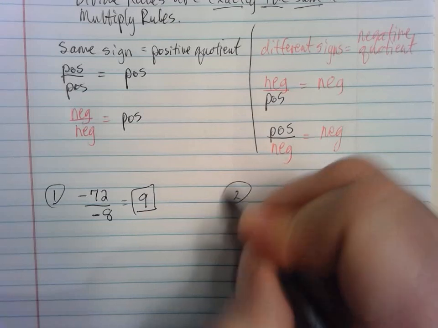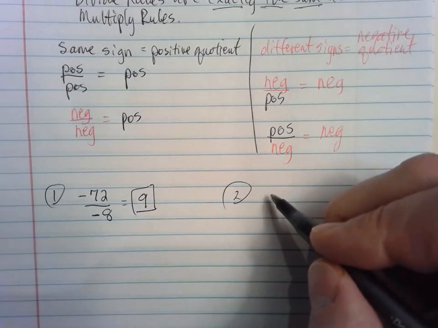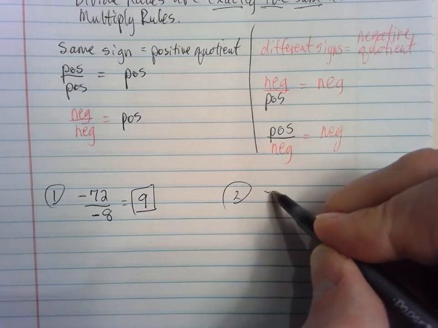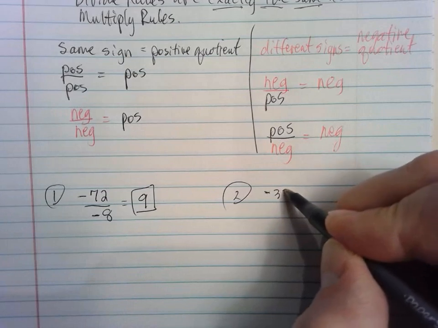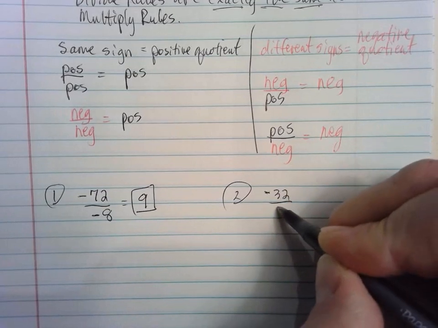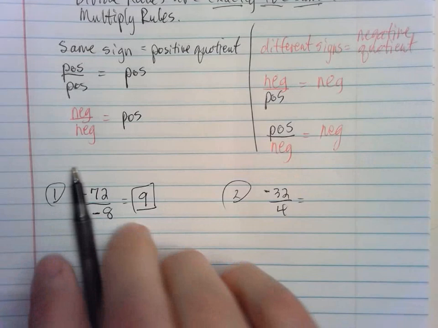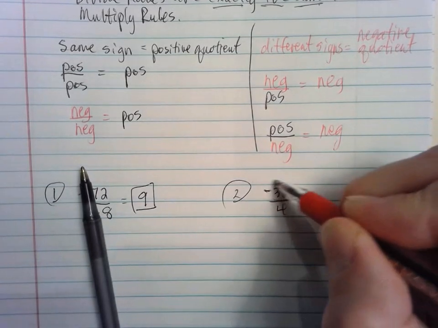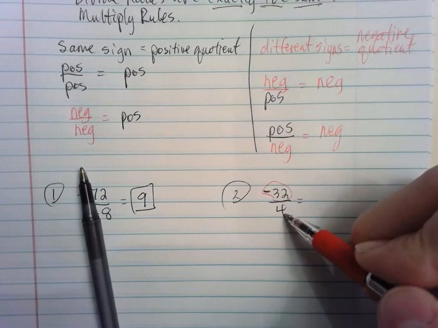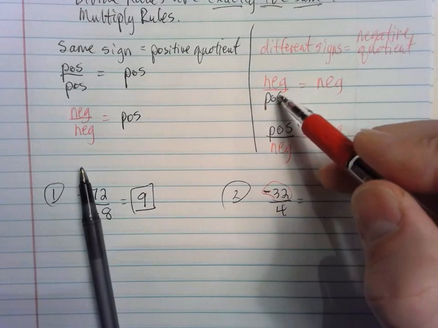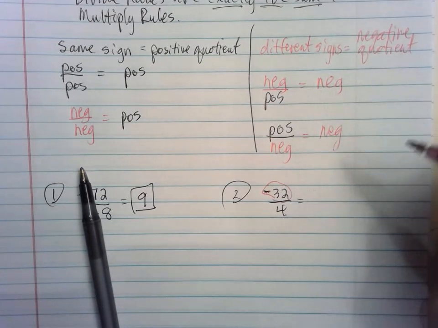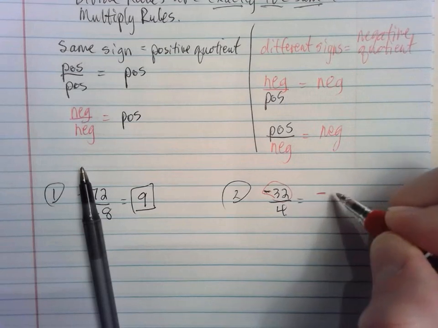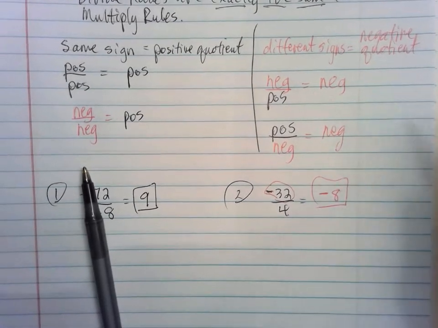Let's go ahead and do this one. Let's say we've got negative 32 divided by 4. Since I've got a negative number here and a positive number here, a negative divided by a positive is going to give me a negative quotient. So that would give you negative 8. That's the basic part of it.